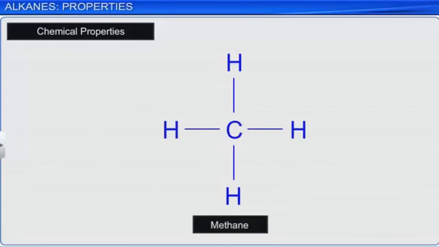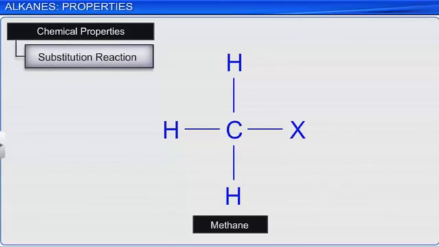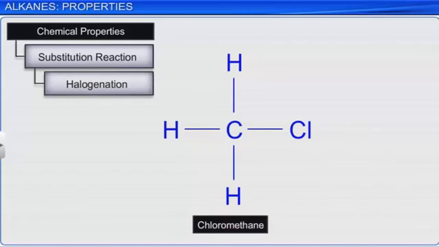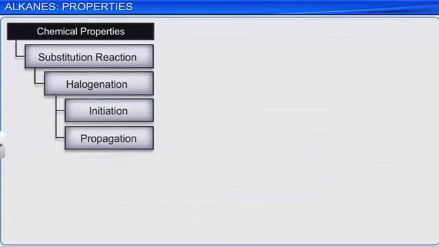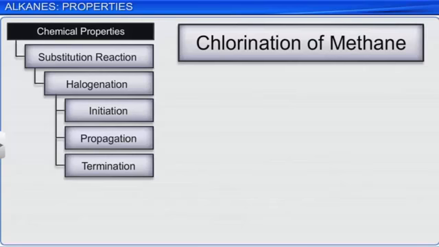During this reaction, the hydrogen atom of an alkane is substituted, and hence the reactions are called substitution reactions. When the element substituting the hydrogen is a halogen, the reaction is called halogenation. It involves 3 steps: initiation, propagation, and termination. Let's go through each step by observing the chlorination of methane.